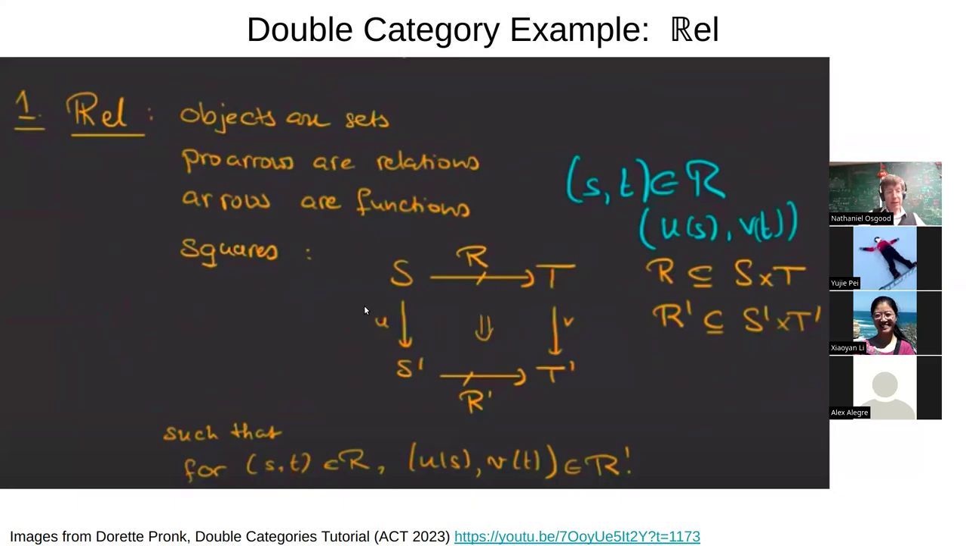Let's give some examples. I've been appealing to some like open stock flow. Here's Rel. This is a set. This is a set. This is a set. This is a set. This is a relation between sets. That's the pro arrows. This is a function between sets, mapping one set to the other. It's a function. This is a relation. So we could say that S and T are related to each other through R.